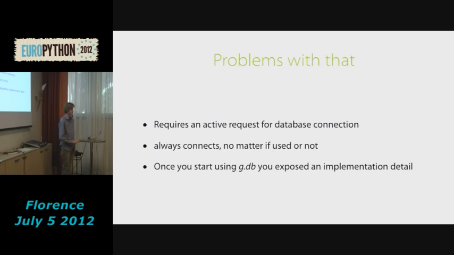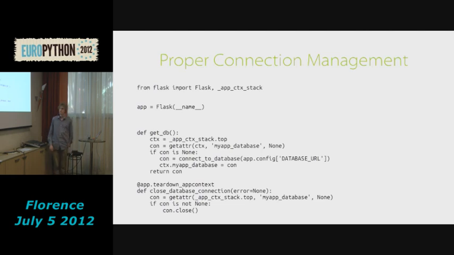And since it's connecting to the database every time the request comes in, it's going to connect to the database even if you don't want to have a connection to the database, or you don't need one. Like for instance, if I'm rendering out a static HTML page, why would I need my database connection? But it would still connect to it. And once you start using g.db, it exposes an implementation detail, so it's really hard to switch to something else. So this is how you can do it better.